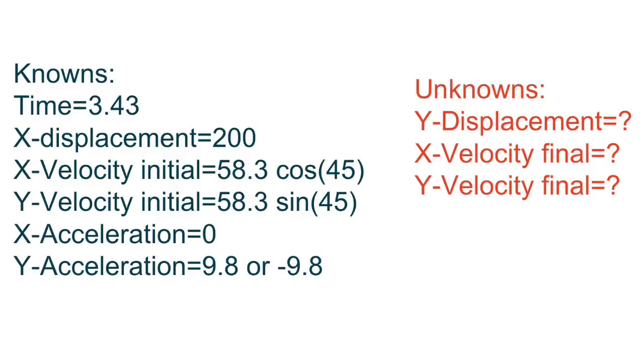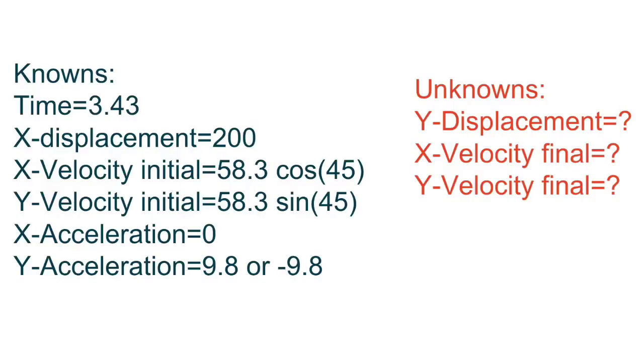The x acceleration is 0 because the velocity is constant throughout this entire equation, and the y acceleration is 9.8, or negative 9.8. Negative would only be used to tell the direction it's going in. So if it's going in a downward direction, you'd have the negative sign in front of the 9.8. Right now our unknowns are our y displacement, our x final velocity, and our y final velocity.